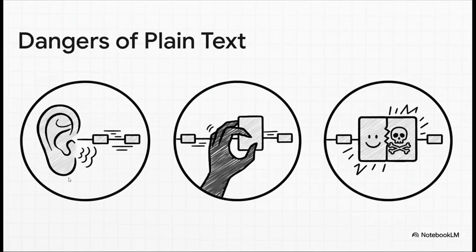This lack of privacy leads to three huge dangers. First, eavesdropping. Someone can literally listen in on your connection. Second, data interception. They can just snatch your information right out of thin air. And maybe the most disturbing, content tampering. An attacker could actually change the website you're seeing without you ever knowing it.